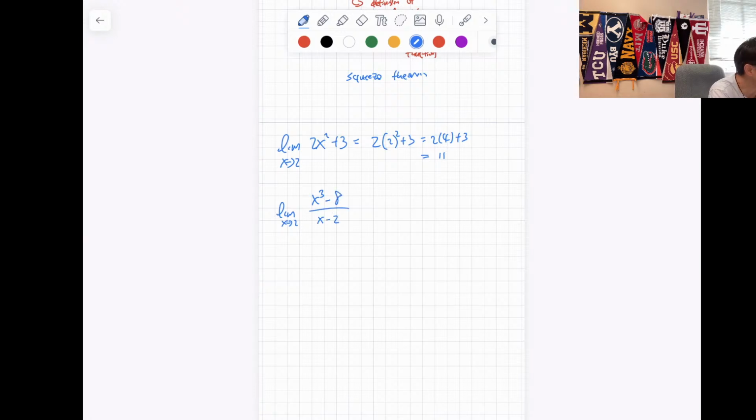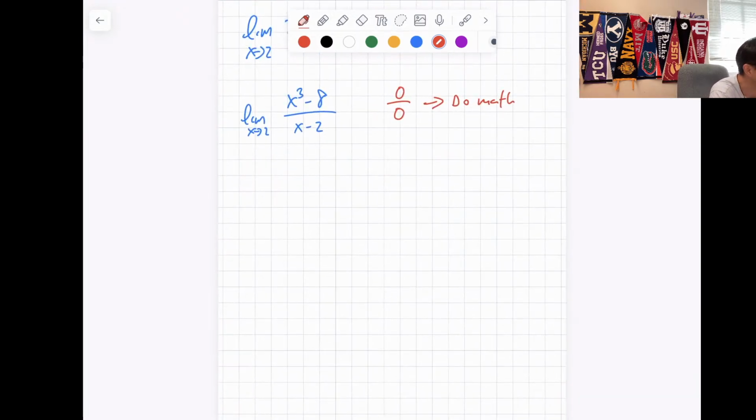What happens if I plug in? It's not over 0, it's 0 over 0. If it's 0 over 0, that means you have to do math, right? And it sounds very cliche, but yeah, just do math. What kind of math can I do here? Factor and cancel. So can you factor the x cubed minus 8 over x minus 2?